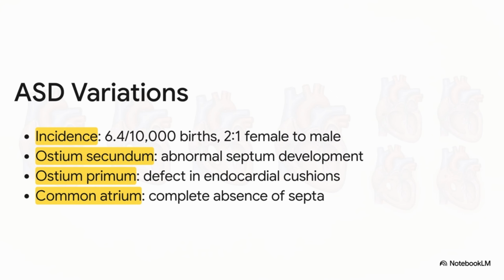Now, we can actually categorize these defects based on exactly which embryological structure failed. For example, an ostium secundum defect is caused by either way too much cell death and resorption of the septum primum or by the septum secundum just inadequately developing. An ostium primum defect, on the other hand, is fundamentally a failure in the endocardial cushions themselves. And in the absolute most severe cases, you can get a common atrium, which occurs when there is just a complete absence of the septa.